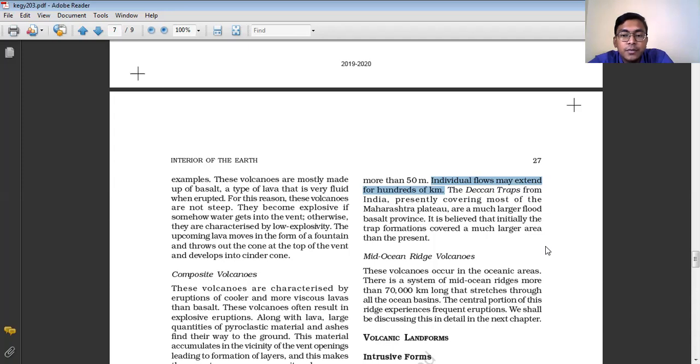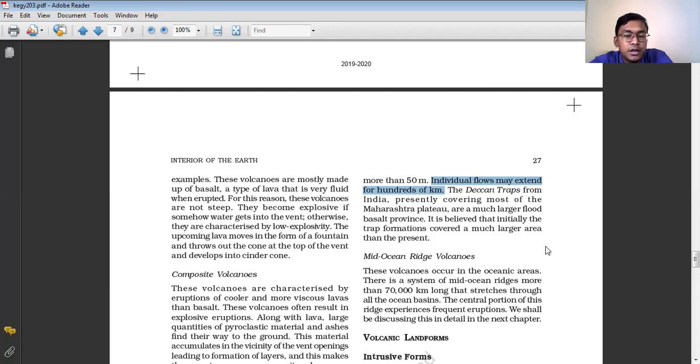So the Deccan trap from India, presently covering most of the Maharashtra plateau, is a much larger flood basalt province, and it is believed that initially the trap formation covered a much larger area than the present. It is believed that the area the Deccan trap now covers was quite higher in the ancient times, in the older times.